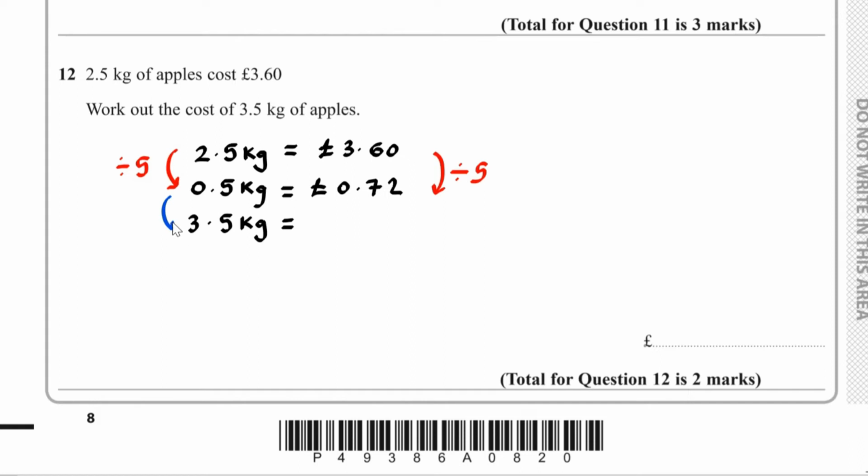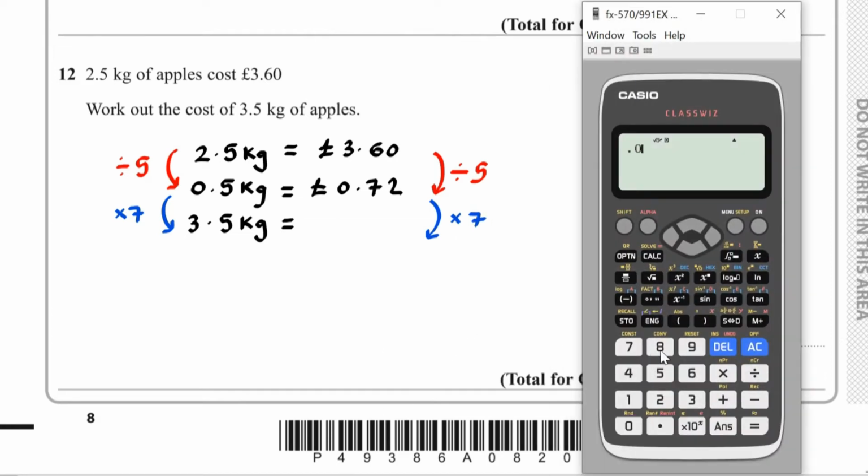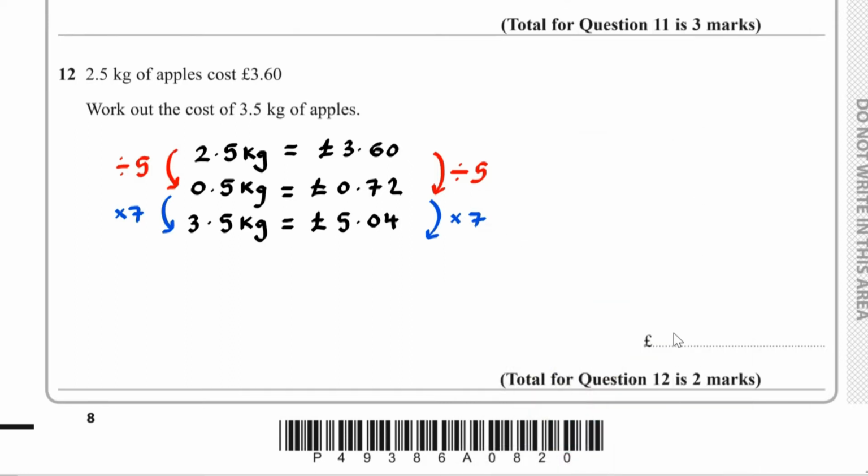And then if I multiply through by 7, then 0.72 multiplied by 7, you get £5.04. So we have £5.04.